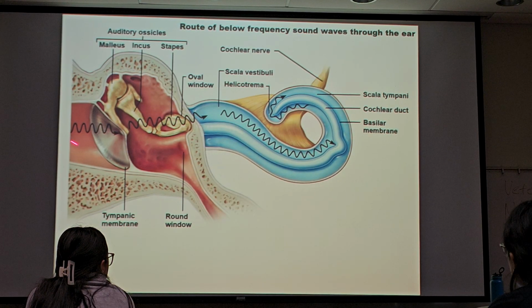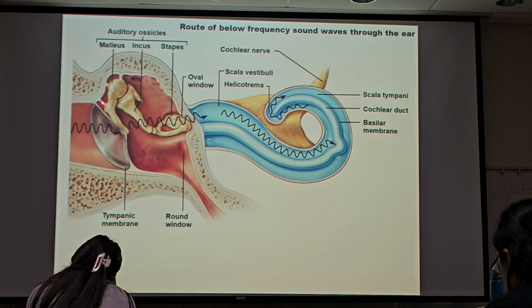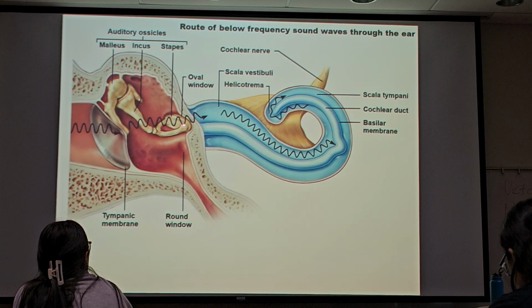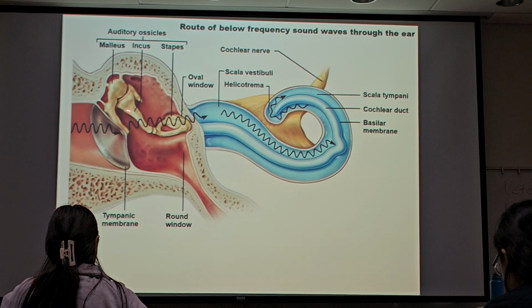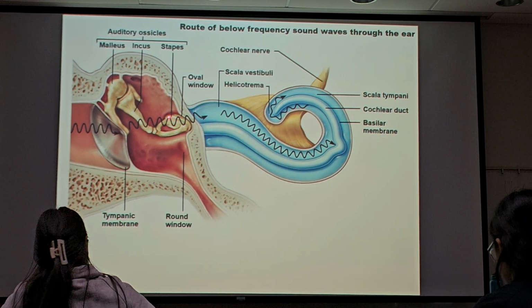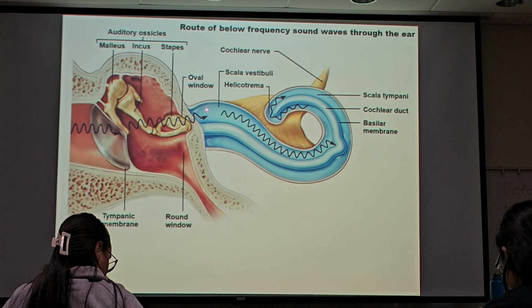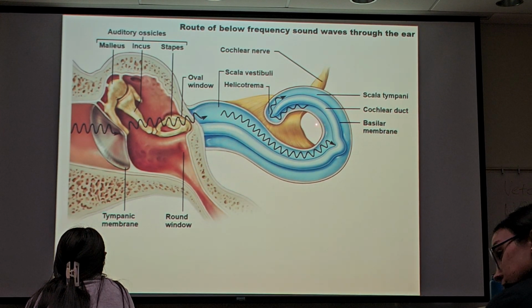Okay, so there are some sound waves coming into the external acoustic meatus. They hit the tympanic membrane and cause vibrations. Those vibrations travel through the ossicles, and right at the opening to the cochlea, at the oval window where the stapes is right up against it, we get those waves transferred into the liquid, the perilymph of scala vestibuli. And they travel, and travel.